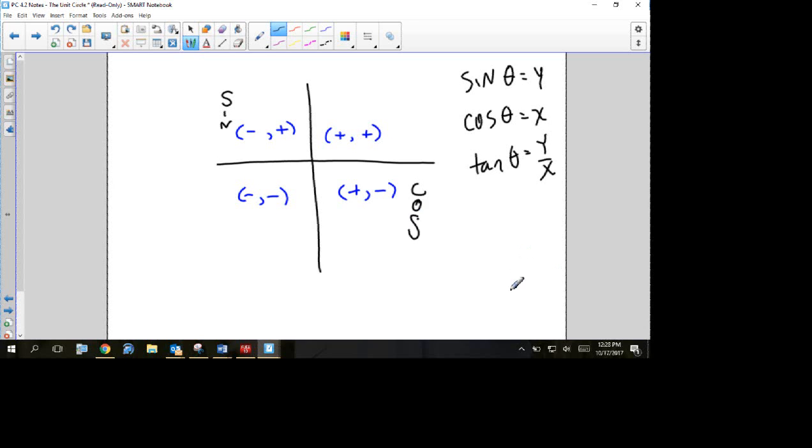And tangent is y over x. To get a positive, we would have a positive over a positive, or negative over a negative. So Seth, where is tangent positive, where both are positive or both are negative? 1 and 3. Now, all of them are positive in quadrant 1 because we only have positive numbers in quadrant 1. But when you look at the other 3 quadrants, only one ratio is positive in each of those.